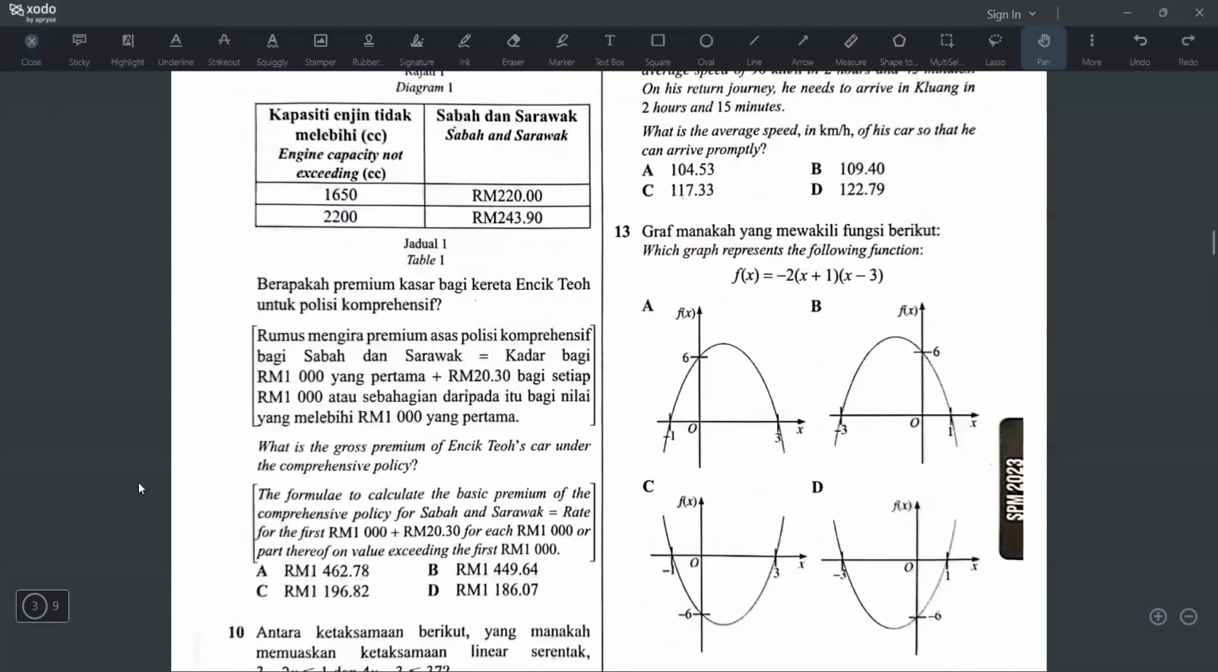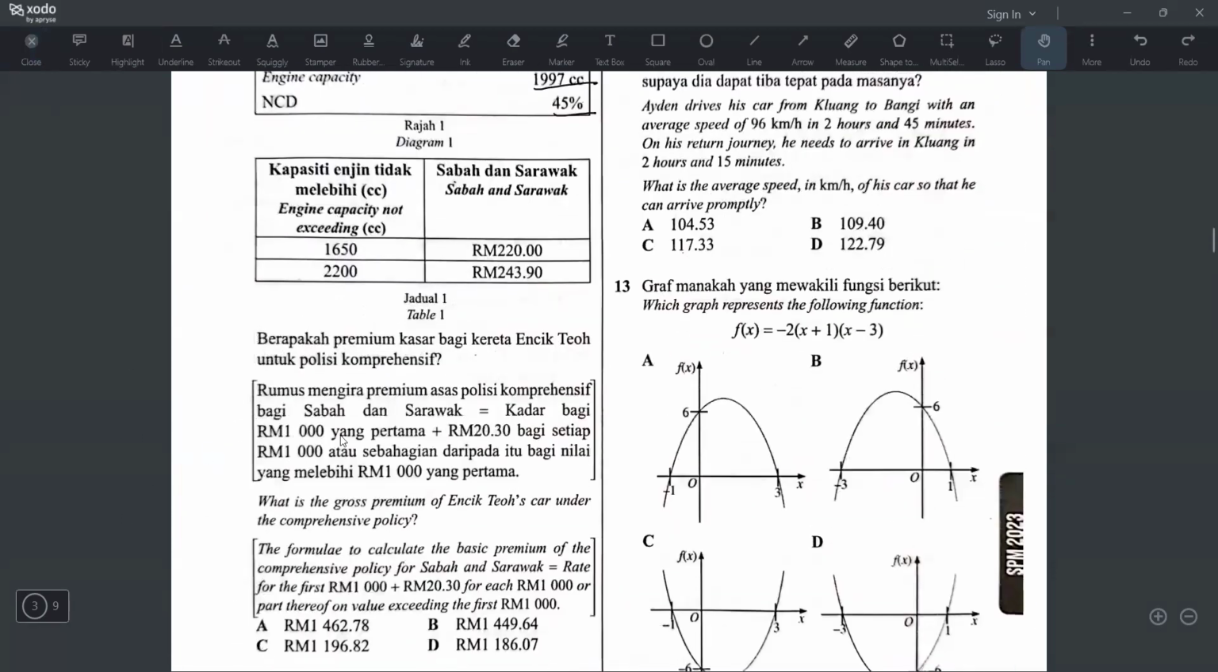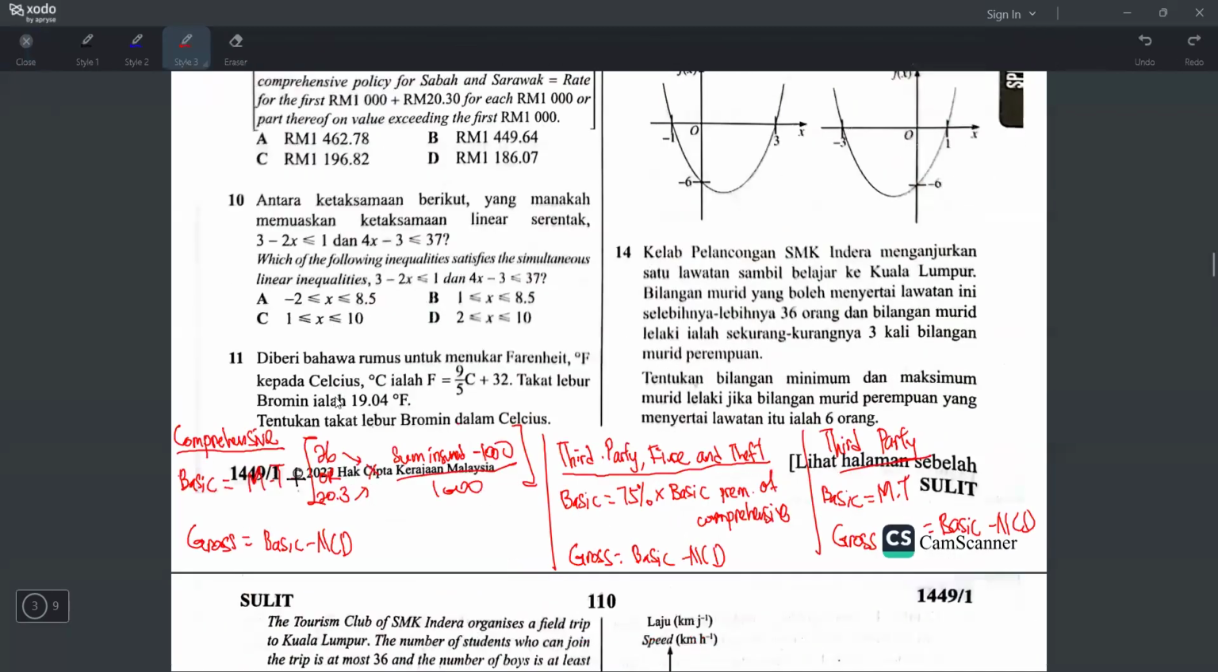Okay, so for this question they actually want for comprehensive. Dia tanya premium kasar bagi untuk policy comprehensive. Gross premium for comprehensive. So I will use this formula. Okay, I'll use this formula. So let's use this formula now.